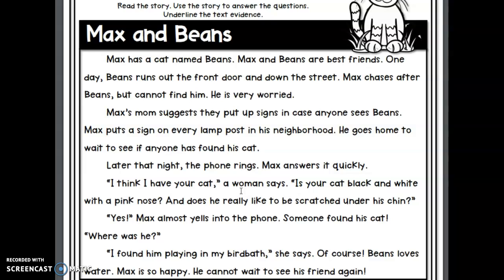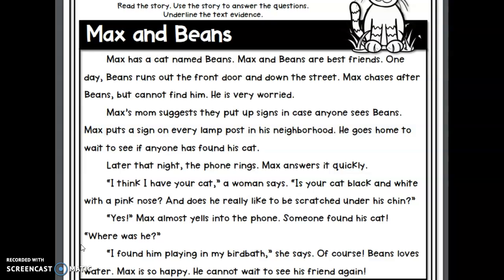He goes home to wait to see if anyone has found his cat. Later that night, the phone rings. Max answers it quickly. I think I have your cat, a woman says. Is your cat black and white with a pink nose? And does he really like to be scratched under his chin? Yes. Max almost yells into the phone. Someone's found his cat. Where was he? I found him playing in my bird bath, she says. Of course, Beans loves water. Max is so happy. He cannot wait to see his friend again.